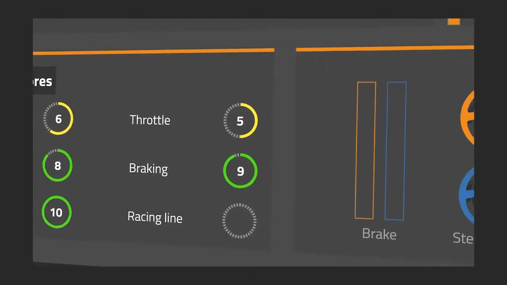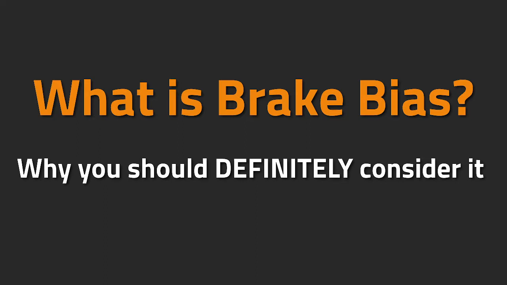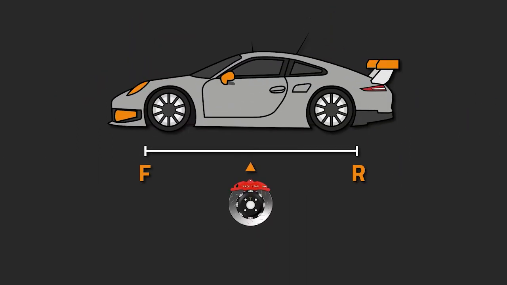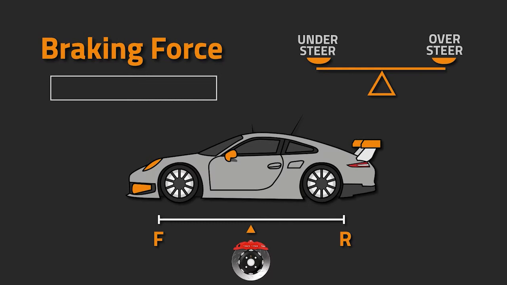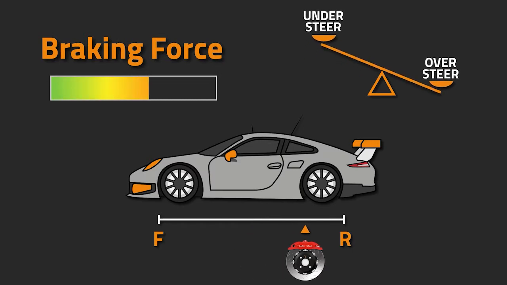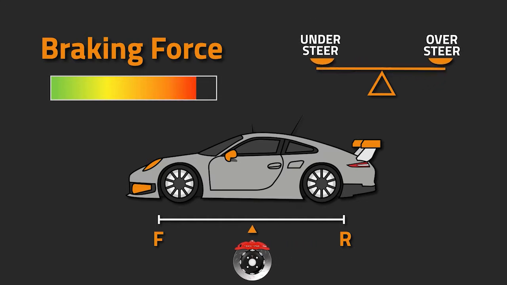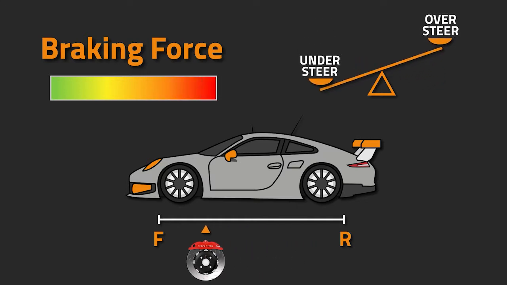But before we get into it, let's quickly define what brake bias is and why you should definitely consider it when you're out on track. So in short, brake bias is how the total braking force is distributed between the front and rear tyres. A common rule of thumb is that bias towards the rear aids rear rotation with less braking force, whereas bias towards the front aids braking force but will make the car more understeery when approaching the apex.